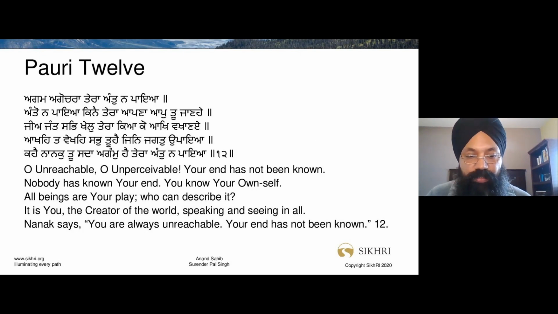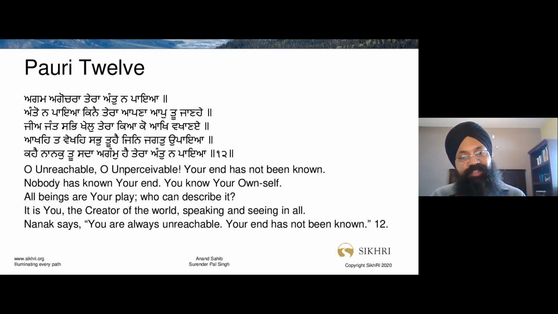The theme in this body is more reflective. The body wonders about the extent of the divine being and the limitations of the human faculties in trying to understand it. The first line goes, agam agochara tera antana paya. The line is pretty straightforward, except for the usage of the adjectives that we just covered. Take a moment and appreciate how Gurbani uses different adjectives as divine qualities to address the divine instead of one particular singular name every time. O agam, O unreachable, O agochar, O unperceivable, your end has not been known. Nobody has been able to understand or know your end or your limit.